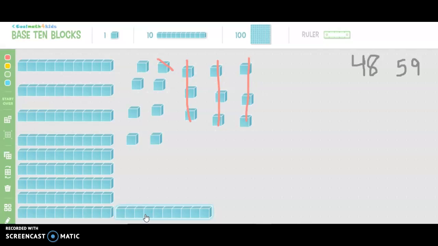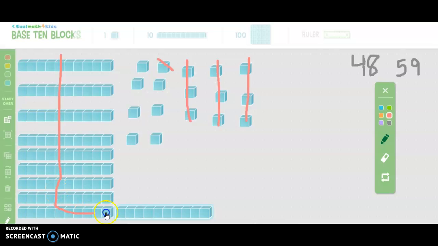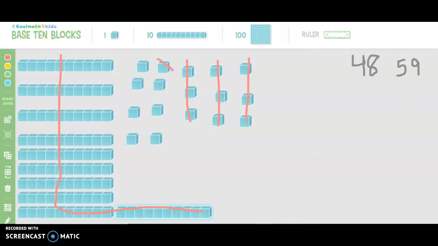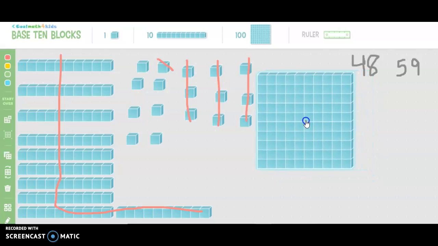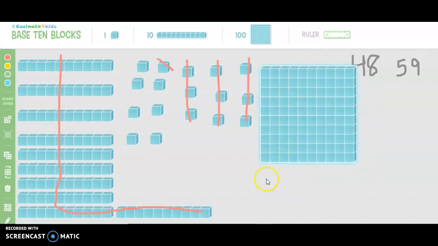And I know that you're thinking, well, you can take those 10 and exchange them for 100. So what I'm going to do is go ahead and switch those out, and it makes that exchange because I have 10 there, so I can eliminate all of these and exchange it for 100. So now my picture shows that my answer is going to be 100.